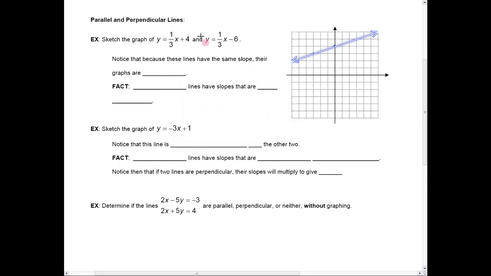Okay. And let's graph the other one as well. This one has a y-intercept of -6 down here, but it has the same slope. So I go rise of 1, run of 3, and you can see that because it has the same slope, it's going to have the same steepness, and so those two lines are going to be parallel. And that's the main point we want to see, is that they are parallel, and parallel lines have slopes that are the same.